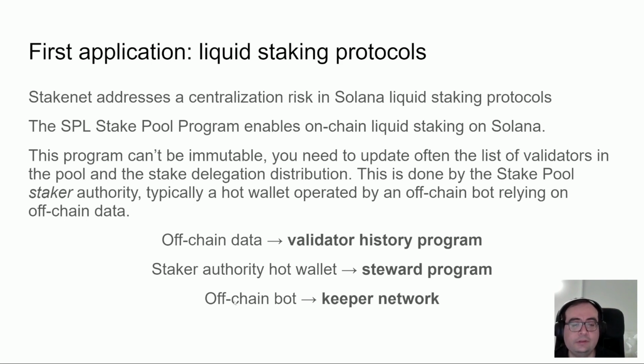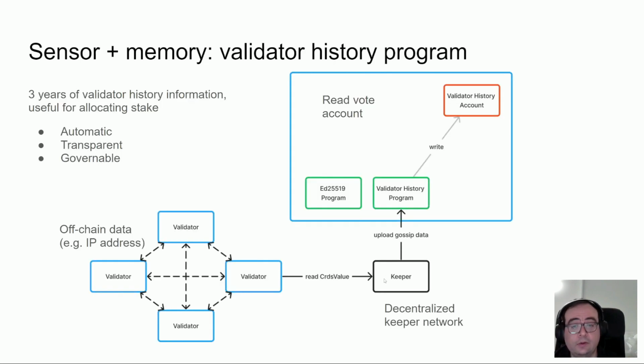And then the last point is replacing the off-chain bot that calls the staker authority in the old case with the decentralized keeper network that instead will call the Steward Program. Or no, the validator history program. This, you see it here.